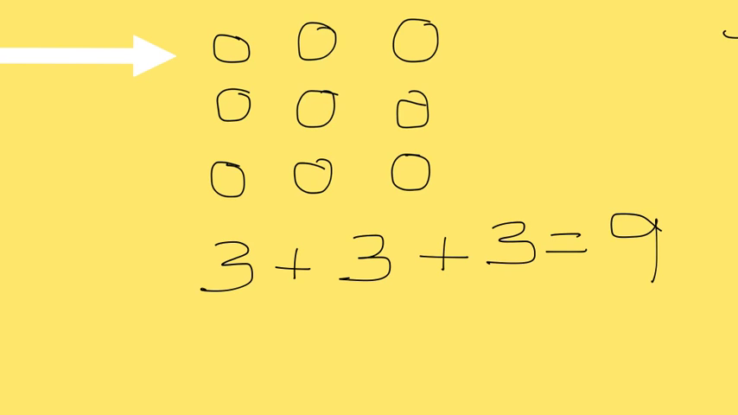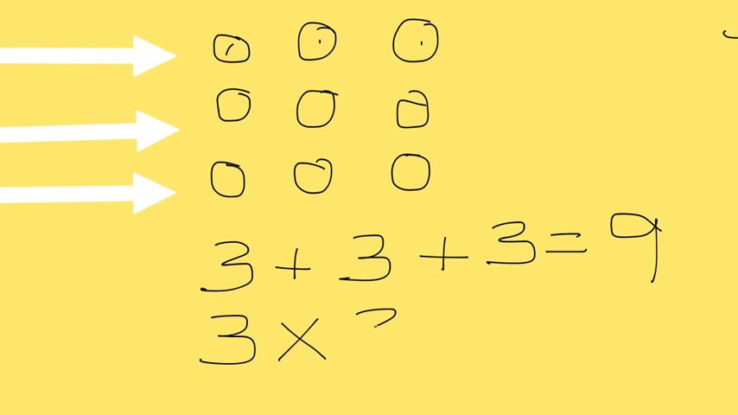To do our multiplication sentence, we would look at these rows again, and we would count how many rows we see. I see 1, 2, 3 rows. So I would use 3 for my first number in my multiplication sentence. 3 rows times 3 circles in each row equals 9.